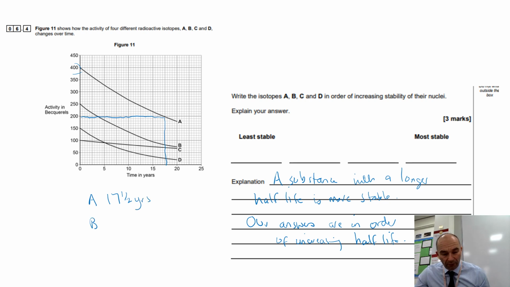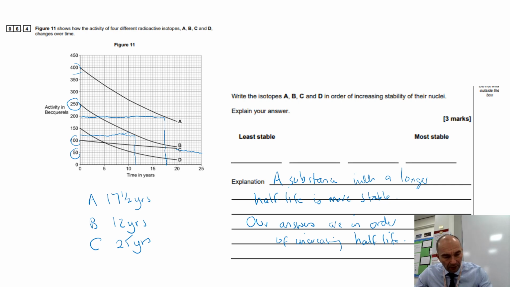Now I need to do the same thing for B. Now B starts at 250, so we half that to 125. So it takes us along to about here. Oh, a bit wobbly. I'd say that's around about 12 years. We'll then look at source C. Well, that starts at 100, and we need to see where it gets down to 50. Well, it doesn't even get down to 50 within the graph. I think if you continue that line, it might do it by about 25 years. So quite a long half-life.